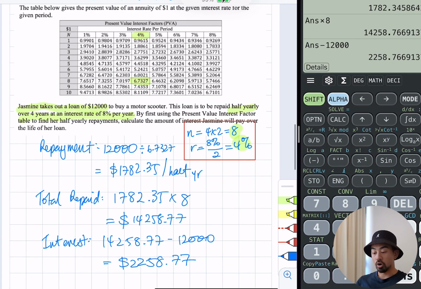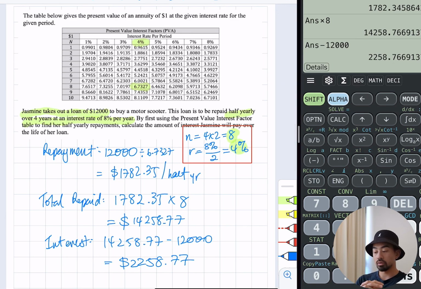All right, cool. So I hope that's helped you in understanding how to use these present value tables and also how to complete these questions. Just remember, do a common sense check. Is it going to be times? Is it going to be divide? Usually it's very, very obvious.